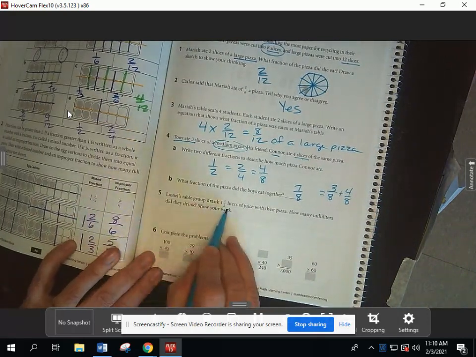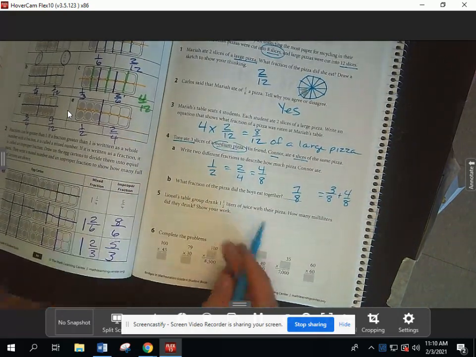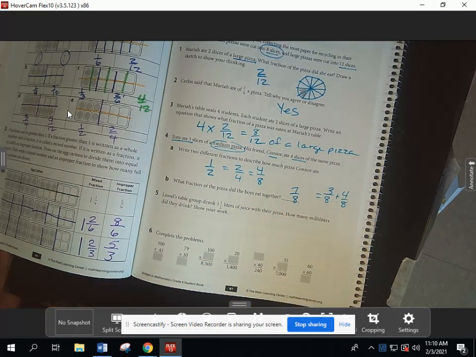Okay, and then Lionel's table drank 1 1/2 liters of juice with their pizza. Oh boy, do you think you know how much that is?